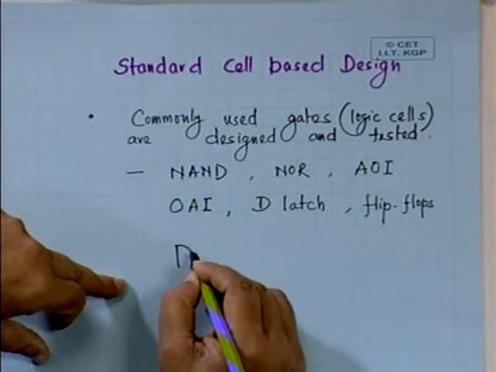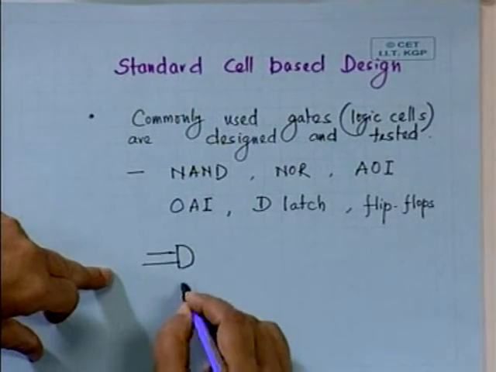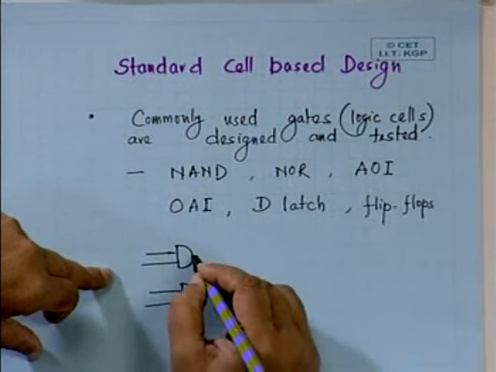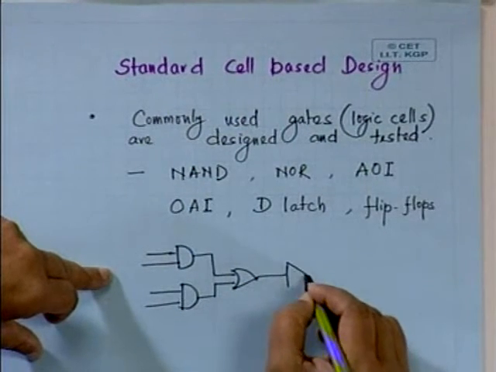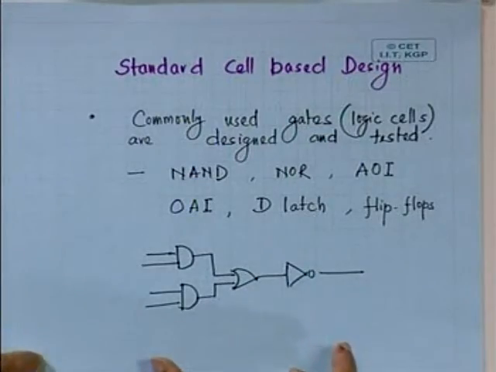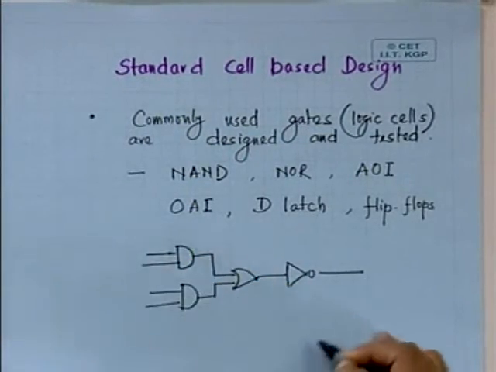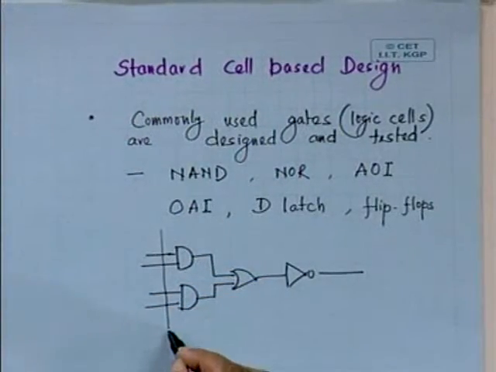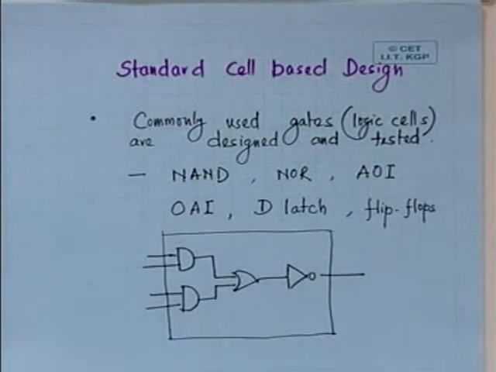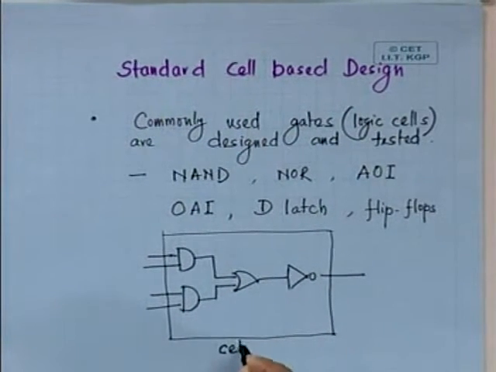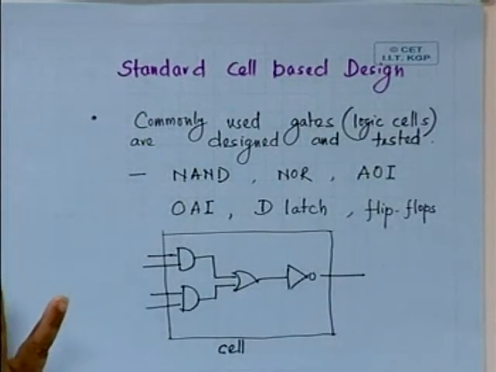So this is some 2 input AND, another 2 input OR, one inverter. Say it has been observed that this type of cells or logic blocks are commonly used in one design. So it is designed and characterized as a cell and it is kept in the library. This is called, say, some AOI cell.